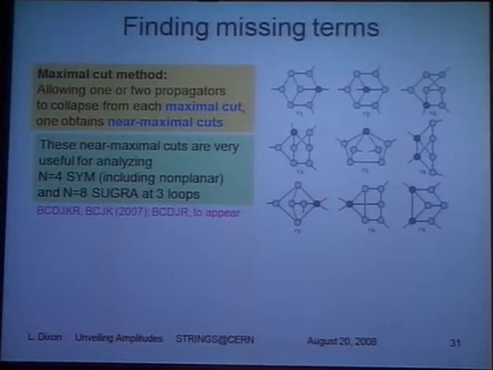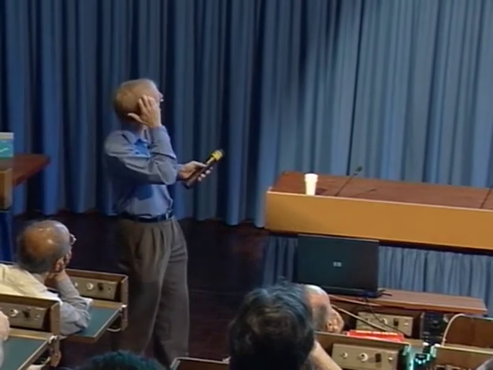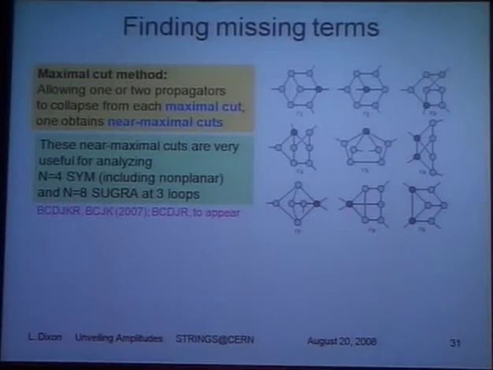To find the missing terms after you've satisfied those previous conditions, you can do a couple of things. One thing you can do is to relax away by letting a couple of those three-point vertices reform into a four-point blob, or maybe a five-point blob. This shows some examples of what we call near-maximal cuts that have a four-point blob, or in some cases a five-point blob. They're close to maximal, and they provide additional information that turns out to be sufficient to find all extra terms in either non-planar N equals 4 super Yang-Mills or N equals 8 supergravity at three loops.